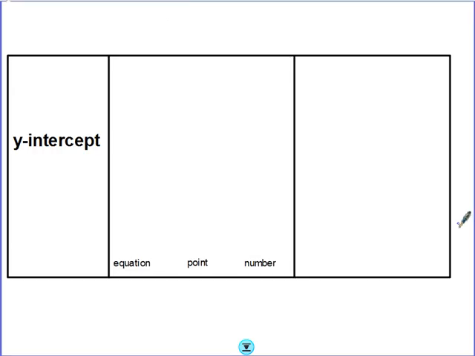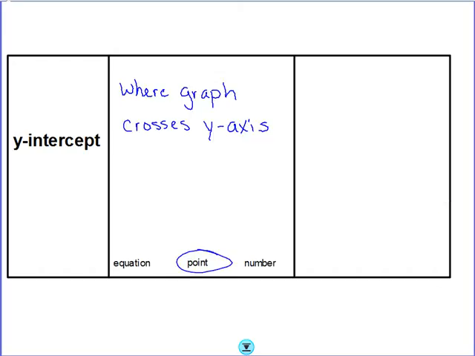Then a little bit of review of things we've talked about before. Y-intercept. Remember the y-intercept is where the graph crosses the y-axis. It's the point where that happens. So if I were to draw an example, right there where the graph touches the y-axis, that would be my y-intercept. For quadratics, they are written in standard form, so ax squared plus bx plus c.